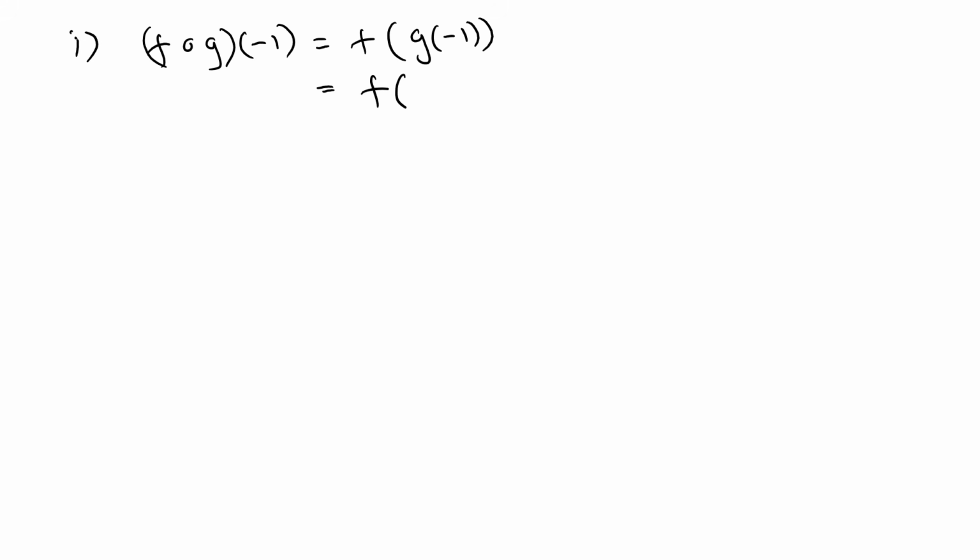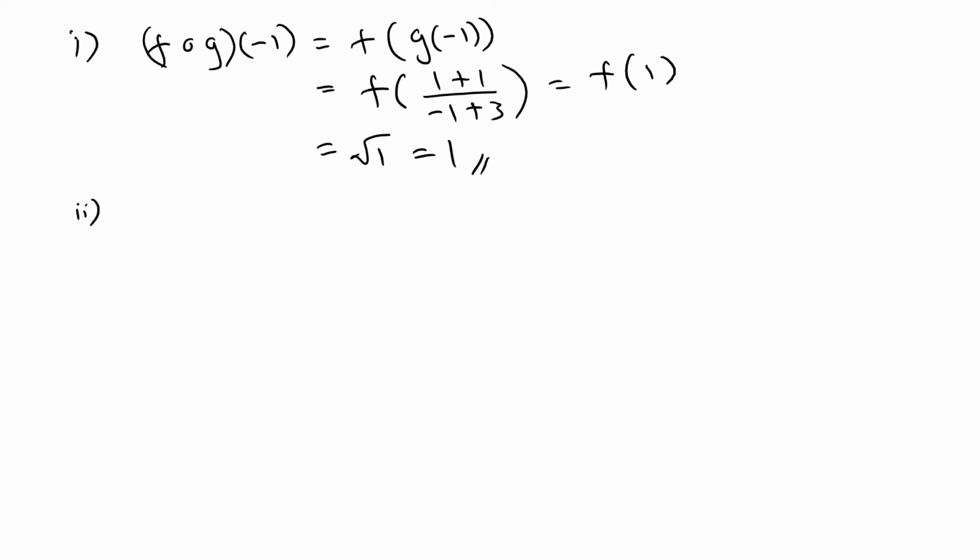So we're going to go to the first one, which is f circle g of -1. By the definition, this is f of g of -1. So we plug in -1 into the g function first. That means it's 1 plus 1 over -1 plus 3, so this is f of 2 over 2. 2 over 2 means 1. Now we plug in 1 into the f function, so square root of 1, which is 1.